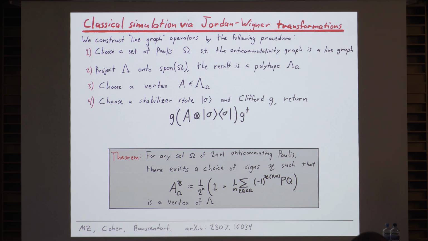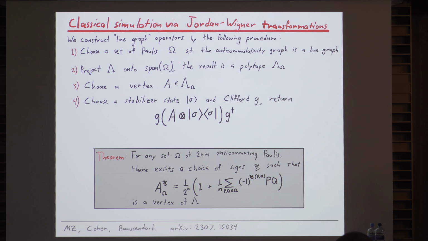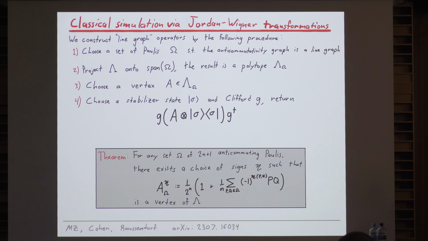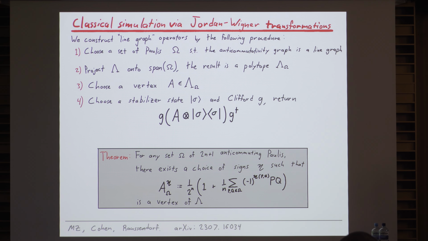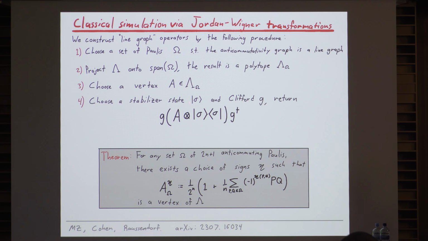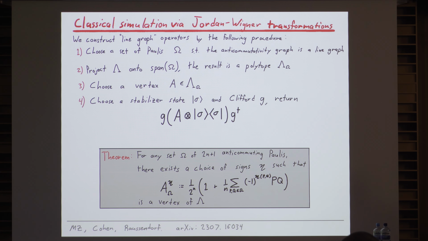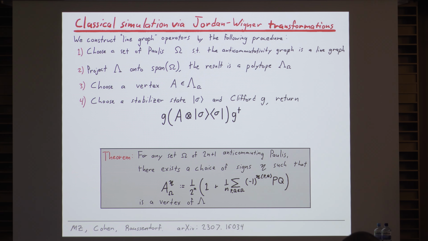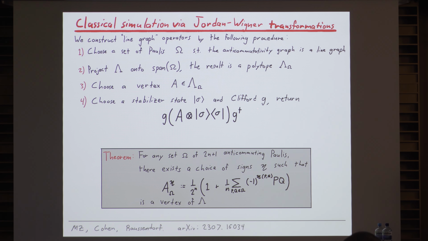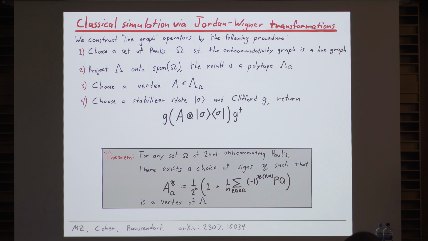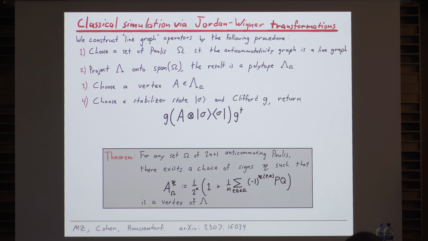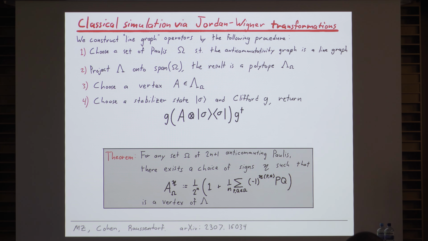We then project the lambda polytope onto the span of the operators that appear in this set. The result is another polytope. So you're projecting a polytope, you get another polytope. You choose a vertex of that new polytope, the projected one, and then lift back to the original space. And then you choose a stabilizer state in the Clifford gate, and you return something with a structure. So similar structure as before, but now this is the line graph operator instead of a CNC operator.